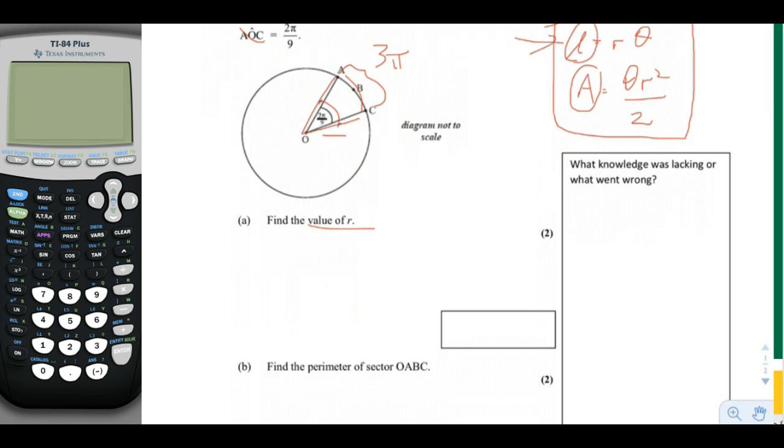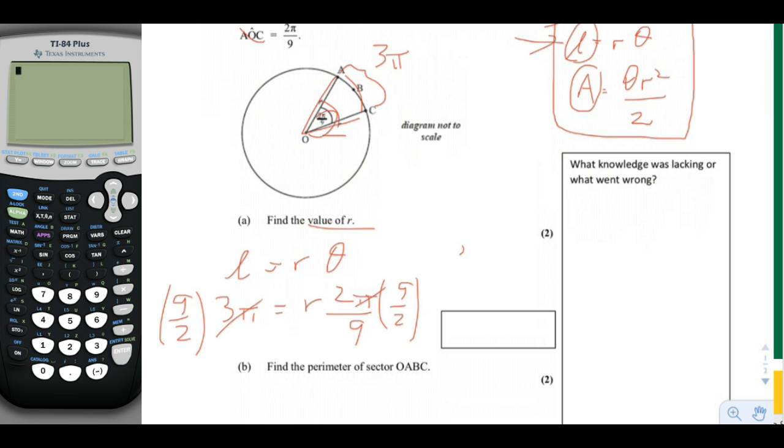We're going to use the arc length equation, right? Because we know that the L value is 3 pi. We don't know r. And we know that theta is 2 pi over 9. Okay, so let's see. The pi's cancel out. Multiply both sides by 9 halves. And so if we multiply both sides by 9 halves, we will get 27 halves equals r. Because that cancels out, right?